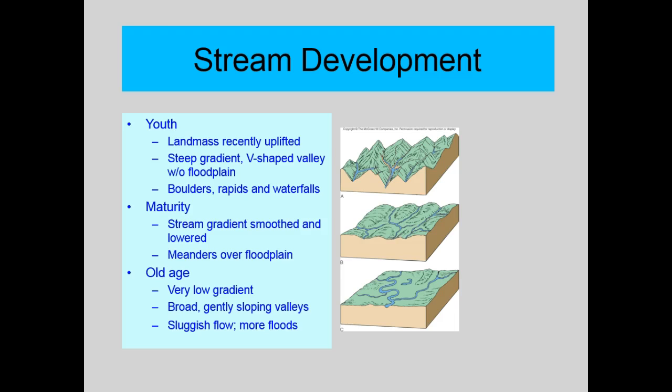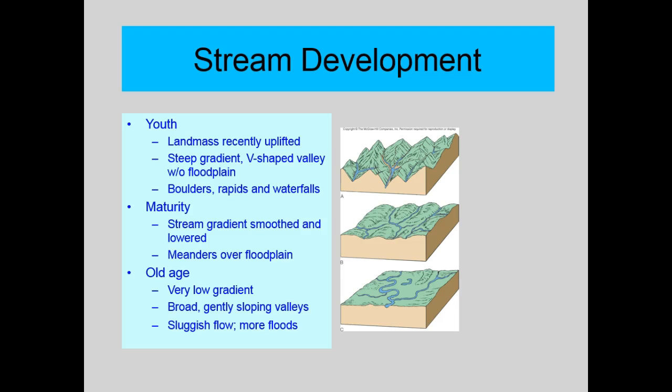When a stream is developing, early in the time, that water is running down usually pretty steep slopes. The landmass has been recently uplifted. Now, we're talking geologically recently, like in the last few thousand years or so. It doesn't seem recent to me, but to the soil, it's pretty recent. The landmass recently uplifted, you have a steep gradient, meaning the water is going downhill really fast. Because the steeper the thing, the faster it flows. And the faster it flows, the more it carries.